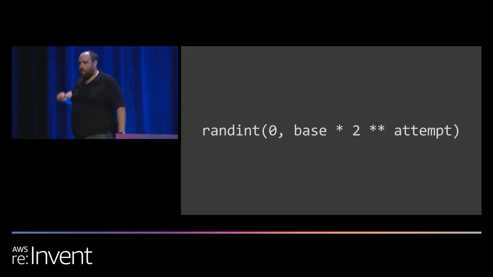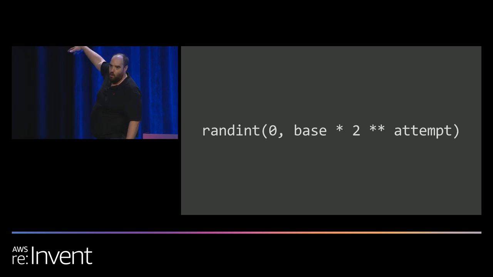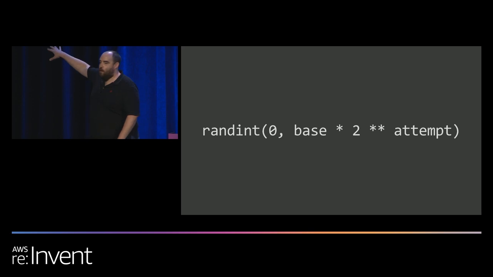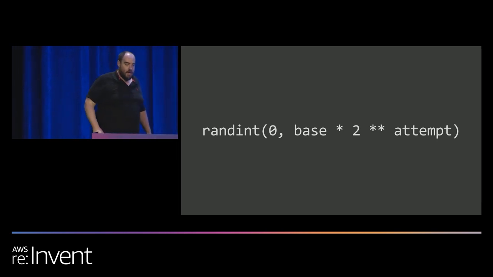So attempt is the number of tries I've done. Starts at 0, goes to 1 and 2 and so on. We all know how to count. And the base is where we start. So that can be like 100 milliseconds or 200 milliseconds or whatever. So instead of sleeping for base times 2 to the power of attempt, I sleep for a random number between 0 and base times 2 to the power of attempt.